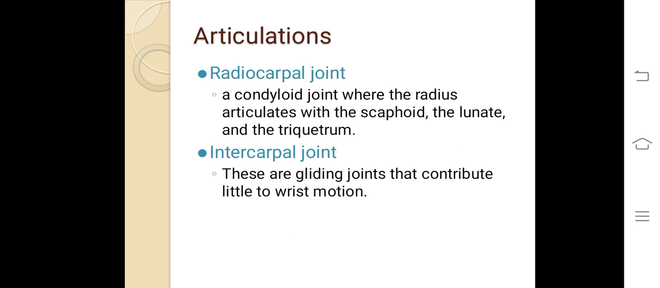These are the articulations of the wrist joint. First is the radiocarpal joint and second is the intercarpal joint. The radiocarpal joint is a condyloid joint where the radius articulates with the scaphoid, the lunate and the triquetrum bones. These are the bones of the wrist joint. While intercarpal joints are gliding joints that contribute little to the wrist motions.